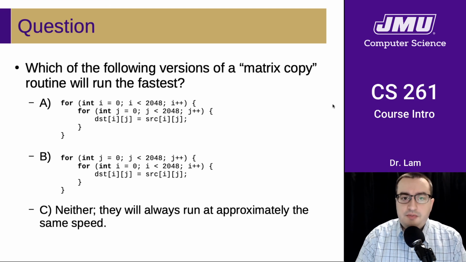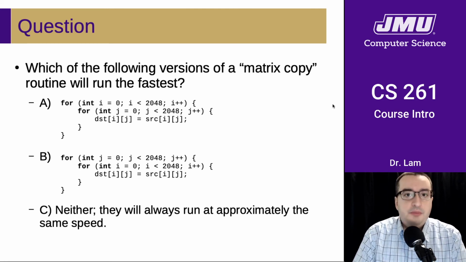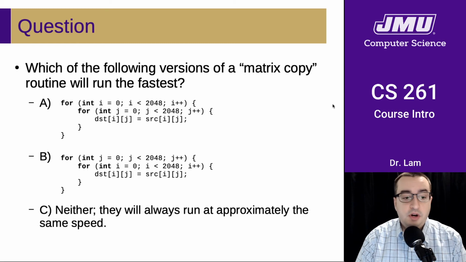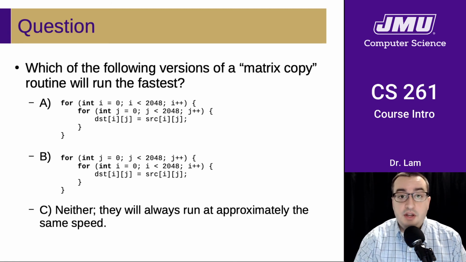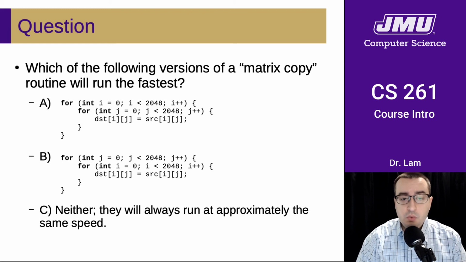Think about this for a second, and hopefully it seems reasonable that these should run at approximately the same speed. They're doing approximately the same amount of work, so there's no reason to believe that one of these should perform faster than the other. But in fact, if we were to run this on a real system, we would find that one of these does run faster. I believe that generally version A is going to run faster. Again, this is something that might shock you at first.